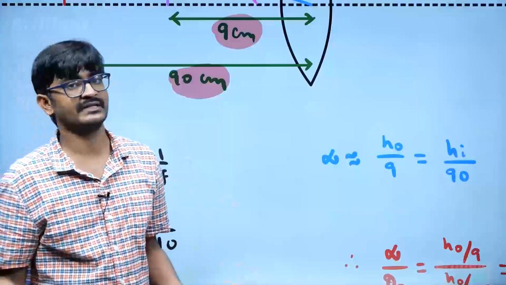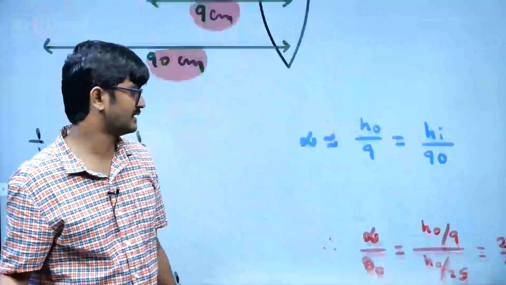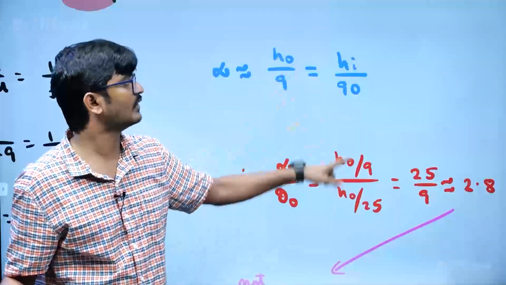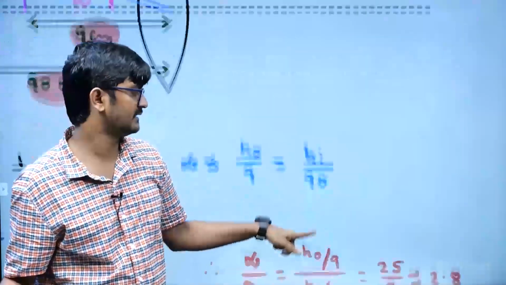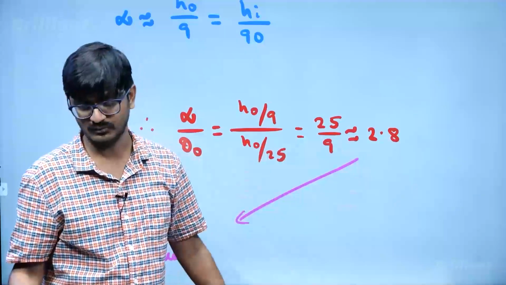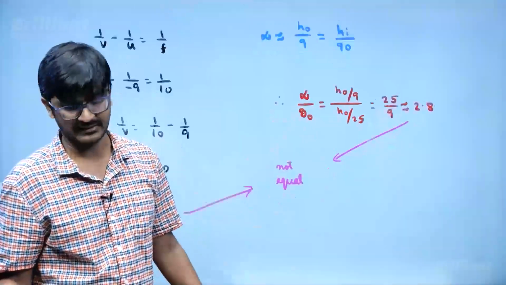Now angular magnification is defined as new angle subtended by old angle subtended. New angle subtended is h0 by 9. Old angle subtended is h0 by d. D is 25 centimeter, h0 by 25. So you will be getting 29 by 5, which is almost equal to 2.8. And this is called angular magnification or magnifying power.